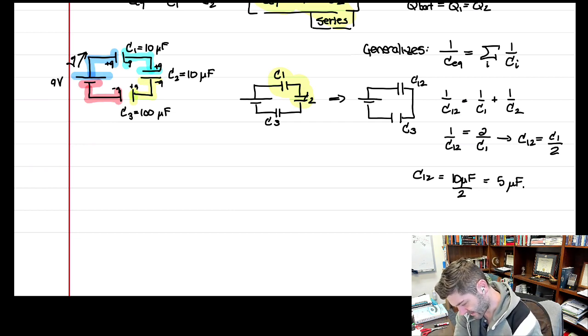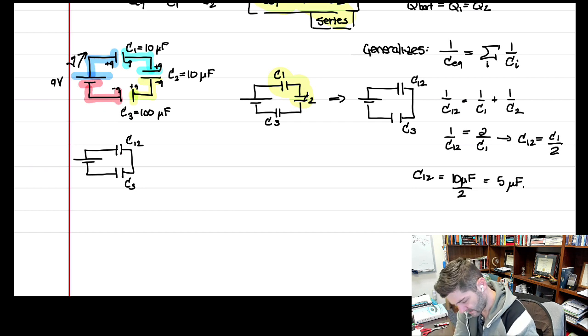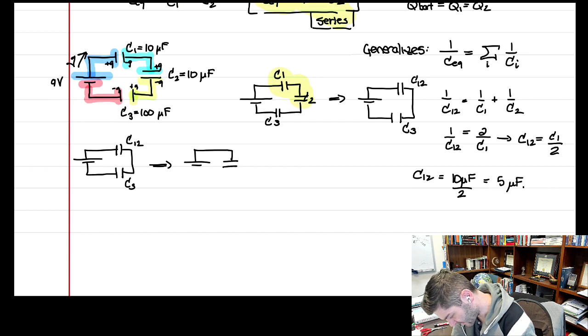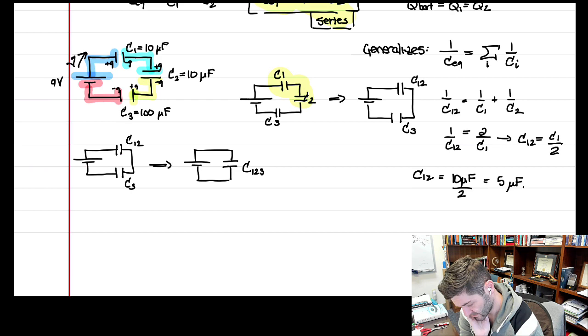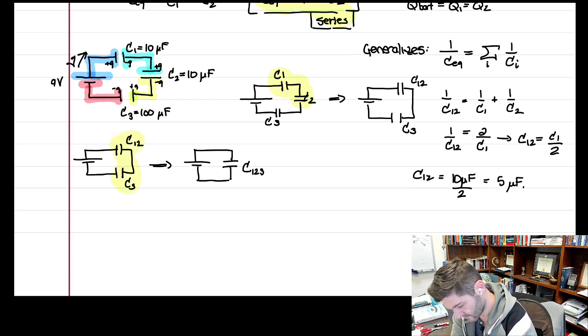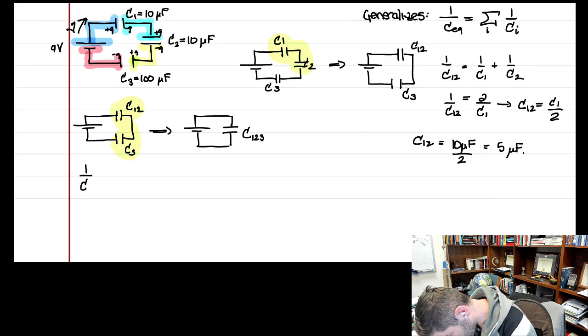Now, if I then wanted to figure out, I have my battery and I have my C12, and then I have my C3, and I then want to turn this into a single capacitor, which I would call C sub 123. I again have two capacitors in series, so I can merge them together with the same formula. So then it looks like 1 over C123 is equal to 1 over C12 plus 1 over C3.